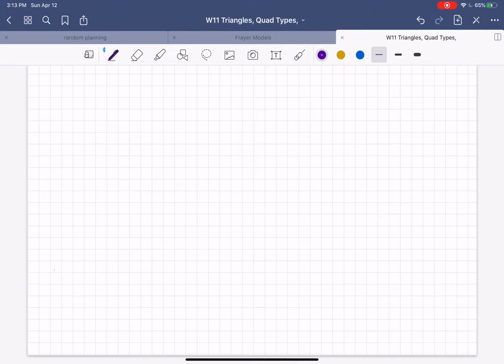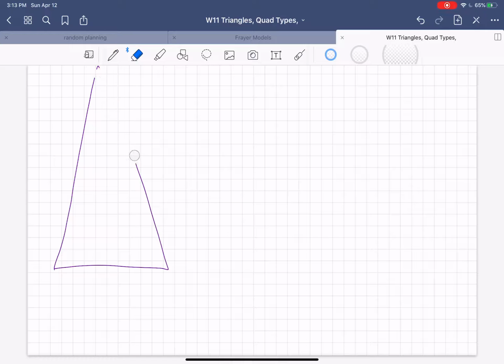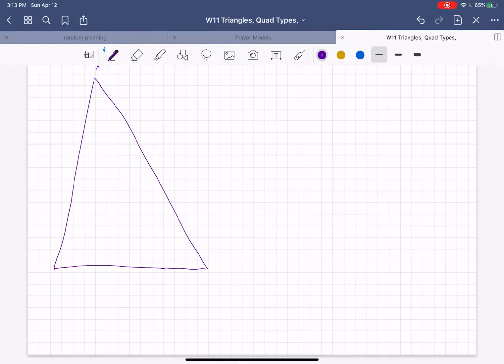The new one says, if we have this triangle, let me not draw it as an isosceles triangle. If we have this random triangle and we find the midpoints on these 2 sides and connect it, number 1, this line right here is called the mid segment.